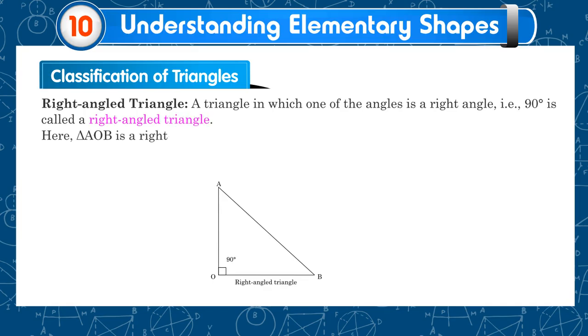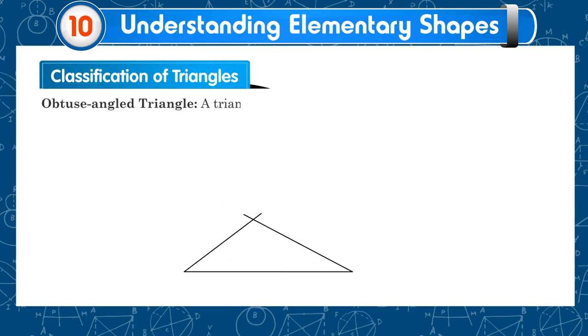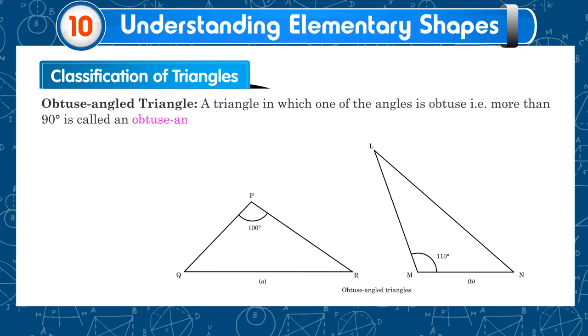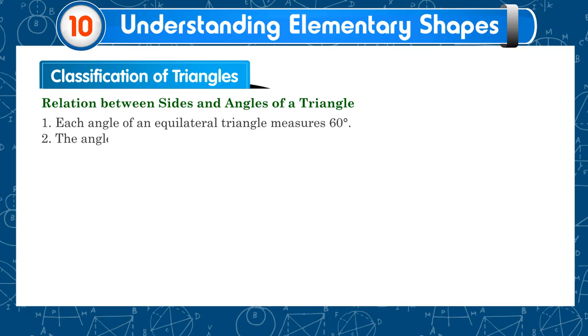Obtuse angled triangle. A triangle in which one of the angles is obtuse, that is more than 90 degree, is called an obtuse angled triangle. Here triangle PQR and triangle LMN are obtuse angled triangles. Relation between sides and angles of a triangle. Each angle of an equilateral triangle measures 60 degree. The angles opposite to equal sides of an isosceles triangle are equal. A scalene triangle has no two angles equal.